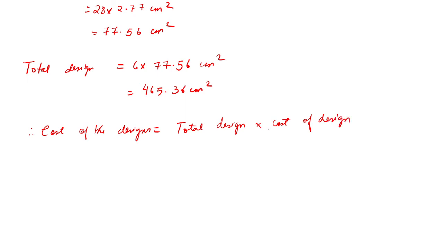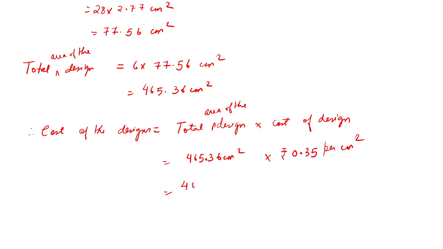So the total area of the design, clear, is going to be 465.36 centimeter square. The cost is given as rupees 0.35 per centimeter square. Now let's see, 46536, I'll put 100 here. Let's try to omit the decimal points, into 0.35, can I write it as 35 by 100?